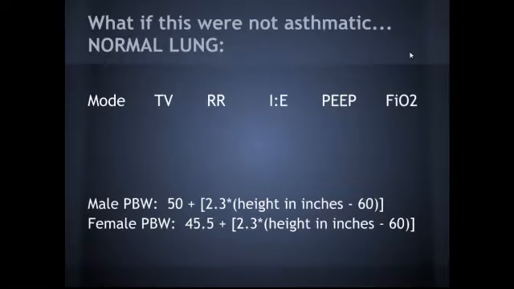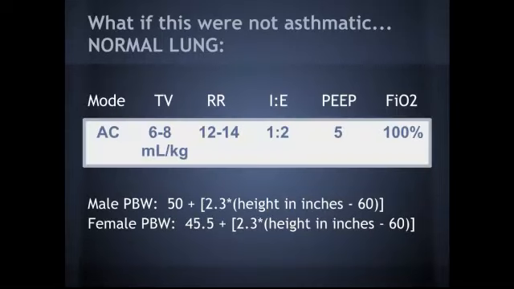So if this is not an asthmatic in a normal lung, what would be our vent settings? AC would be a great mode to start with. Tidal volume for lung protective strategy says 6 to 8 milliliters per kilogram. Respiratory rate of around 12 to 14 would be good, starting at FiO2 of 100% and PEEP of 5. And remember that the predicted body weight is how you're calculating that tidal volume.